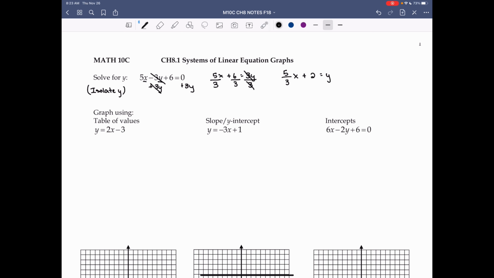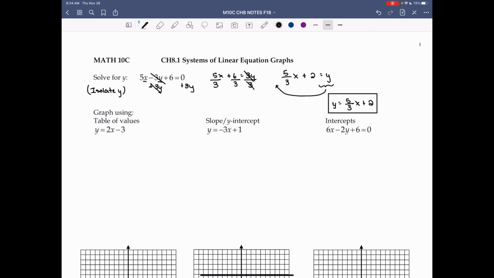And then I could write the y on the left side so that it's in mx plus b form. So instead of 5 over 3x plus 2 equals y, I can just move the equal sign and the y to this side. And then I get y equals 5 over 3x plus 2. Now the y is isolated.